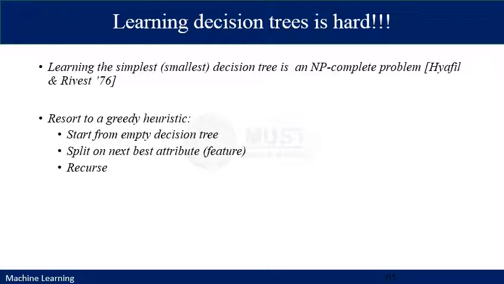So you resort to an algorithm referred to as the greedy heuristic to construct the decision tree, and you start from an empty decision tree and then split on the best attribute or feature. So how can you find the best attribute? We will look into the explanation of finding the best attribute. And once you find the best attribute, you recursively apply these steps to construct the decision tree.